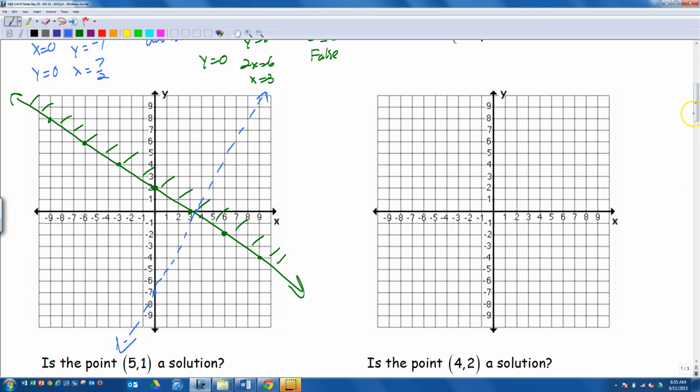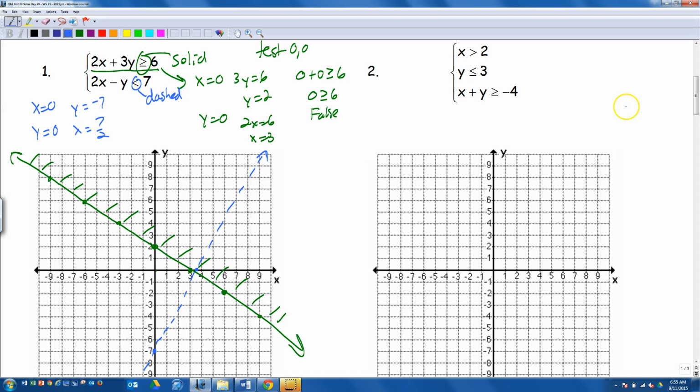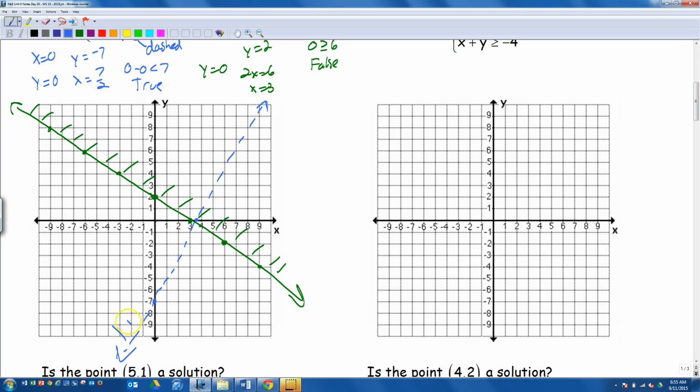Alright, now we have to figure out which way we shade the blue line. So again, I'm going to test 0, 0. If I test 0, 0, I get 0 minus 0 is less than 7. That is true, which means 0, 0 is on the correct side. So this one will shade this way, towards the 0, 0. And then hopefully you guys see, where are both of them shading? They're both shading in this region right here.